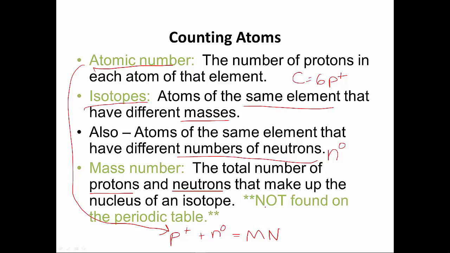Now, something to keep in mind here is that the mass number is not found on the periodic table. The mass that you would find for carbon, which is about 12.01 AMU, is an average of all the isotopes' masses. So keep that in mind.